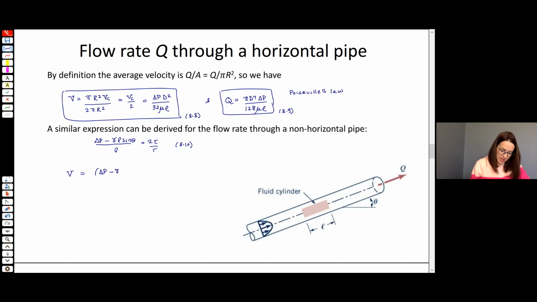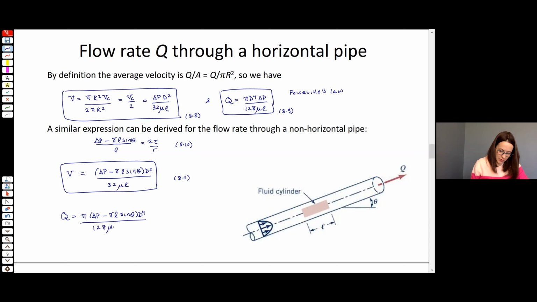So the mean velocity is delta P minus gamma L sine theta times d squared over 32 mu L. Equation 8.11. I'll box that. That's pretty important too. Anytime you've got a pipe at some angle, you'll need this equation. And similarly, Q is equal to pi times delta P minus gamma of the fluid times L times sine theta, all times d to the 4th power, all over 128 mu L.